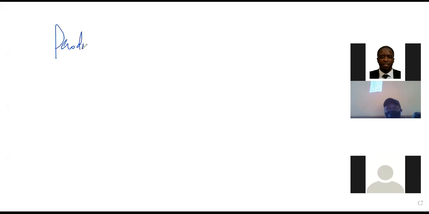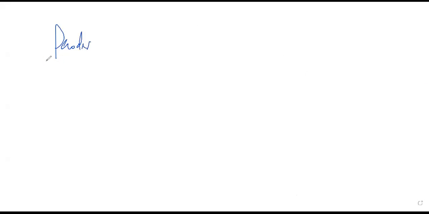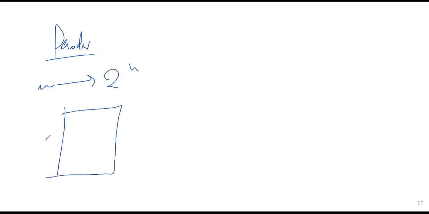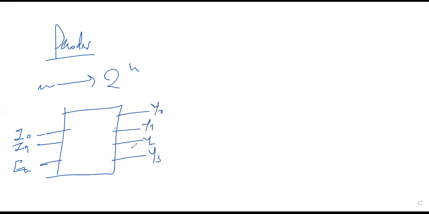What do I mean? For example, we have a decoder. A decoder is a combinational circuit that converts n inputs and gives you 2 to the power n outputs. This is an IC symbol: input 0, input 1, those are 2 inputs, there is the enable input, and it gives you 4 outputs: Y0, Y1, Y2, Y3. This is called the 2 to 4 decoder.